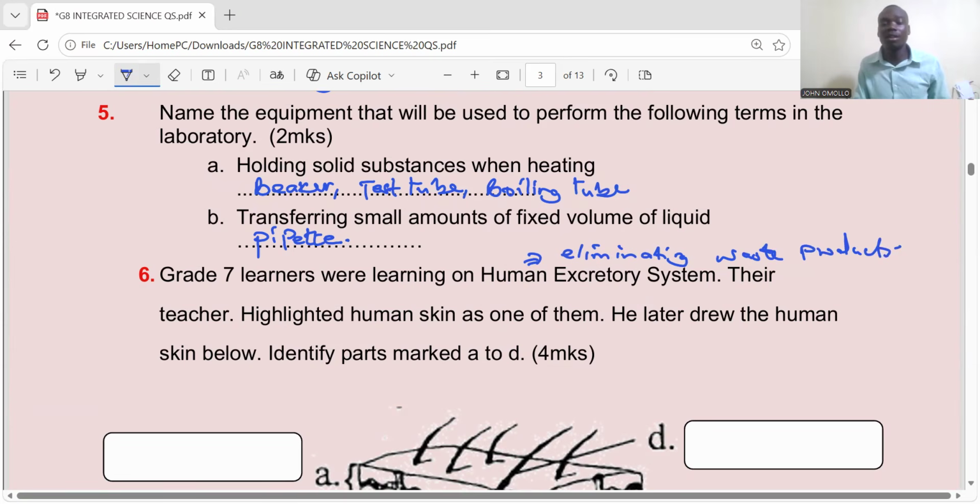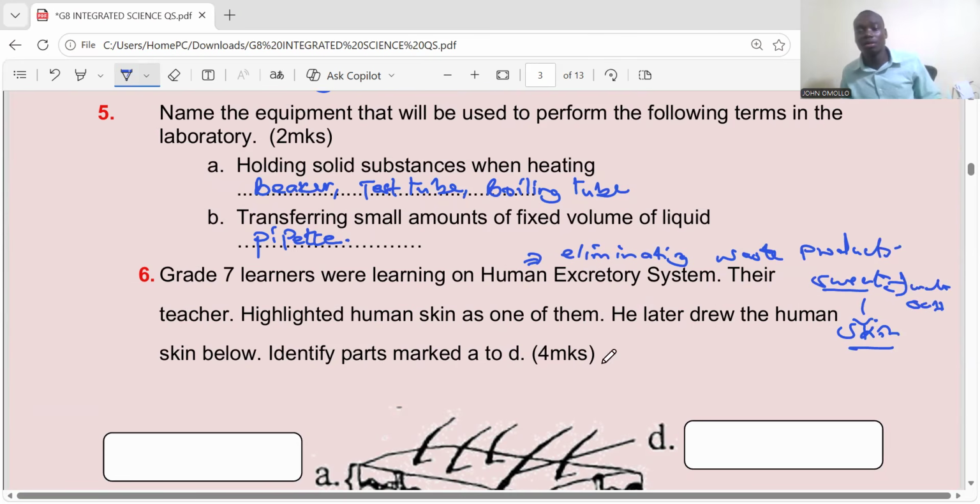Waste products. And one of these waste products includes sweat. Sweat is being excreted via the skin. And remember, sweat is composed of what? We have water, salt. Those are some of the components of sweat.